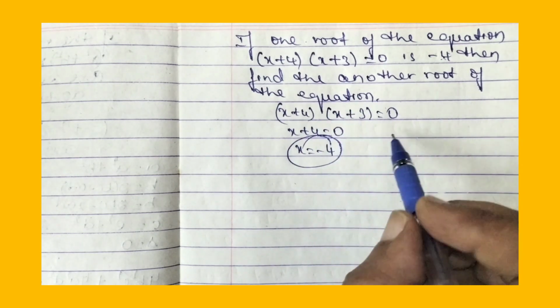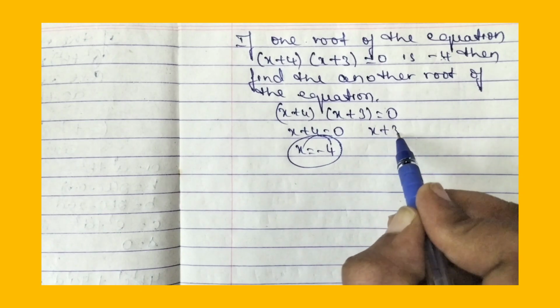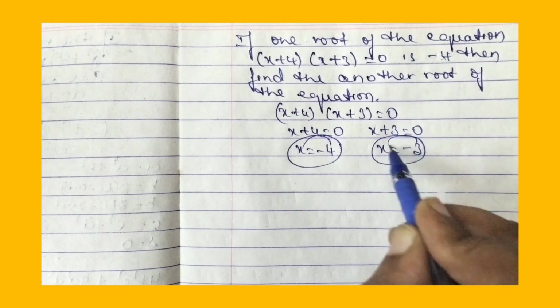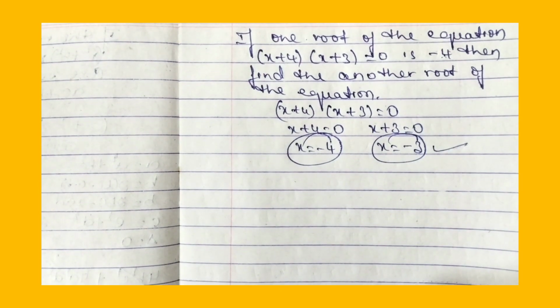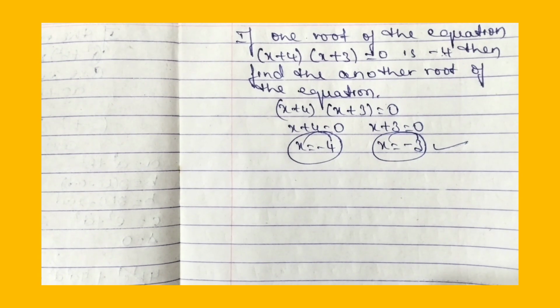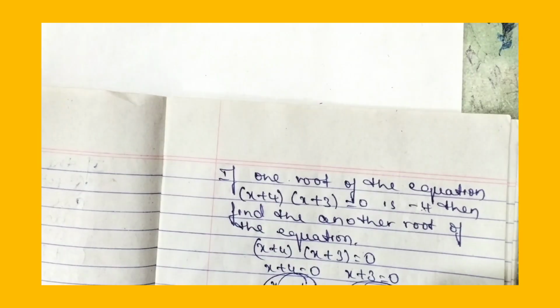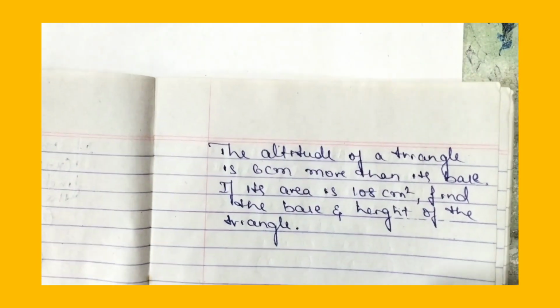So, this one also equates to 0. x plus 3 is equal to 0, x is equal to minus 3. Therefore, another root of the given equation is x equal to minus 3. So like this, we have to find the other root of the given equation. Now let us move on to the next question.